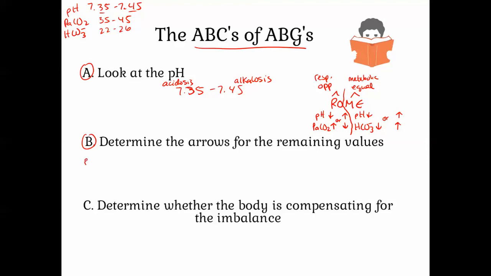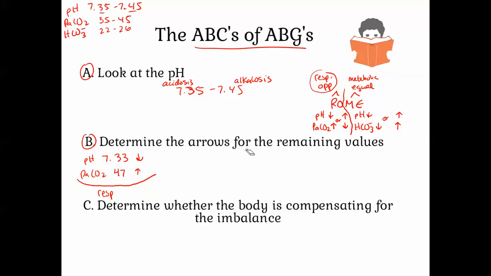Let's say that we have a situation where we have a pH of 7.33, which is low, and a partial pressure carbon dioxide reading, which is 47, which if we look at our normals, we know it's high. Based on this, we see that the pH and the respiratory factor are going in opposite directions. We can tell that this is a respiratory disturbance. Respiratory acidosis, to be exact.